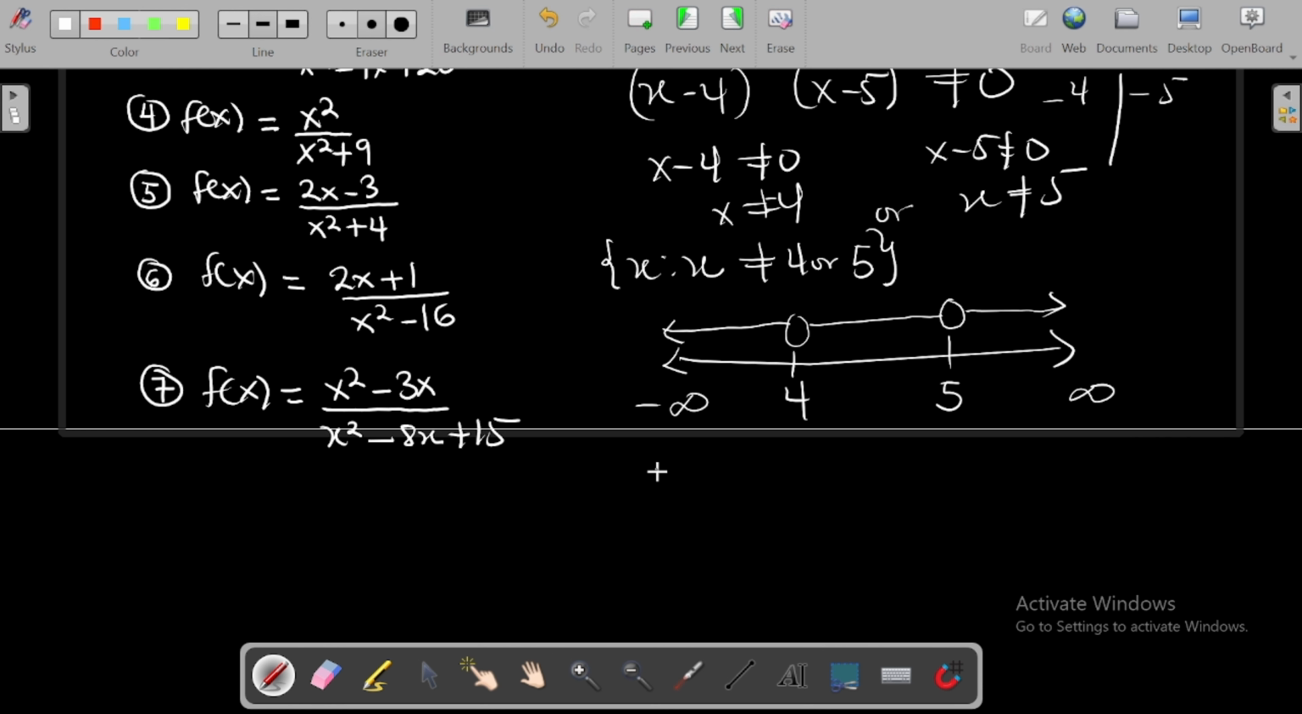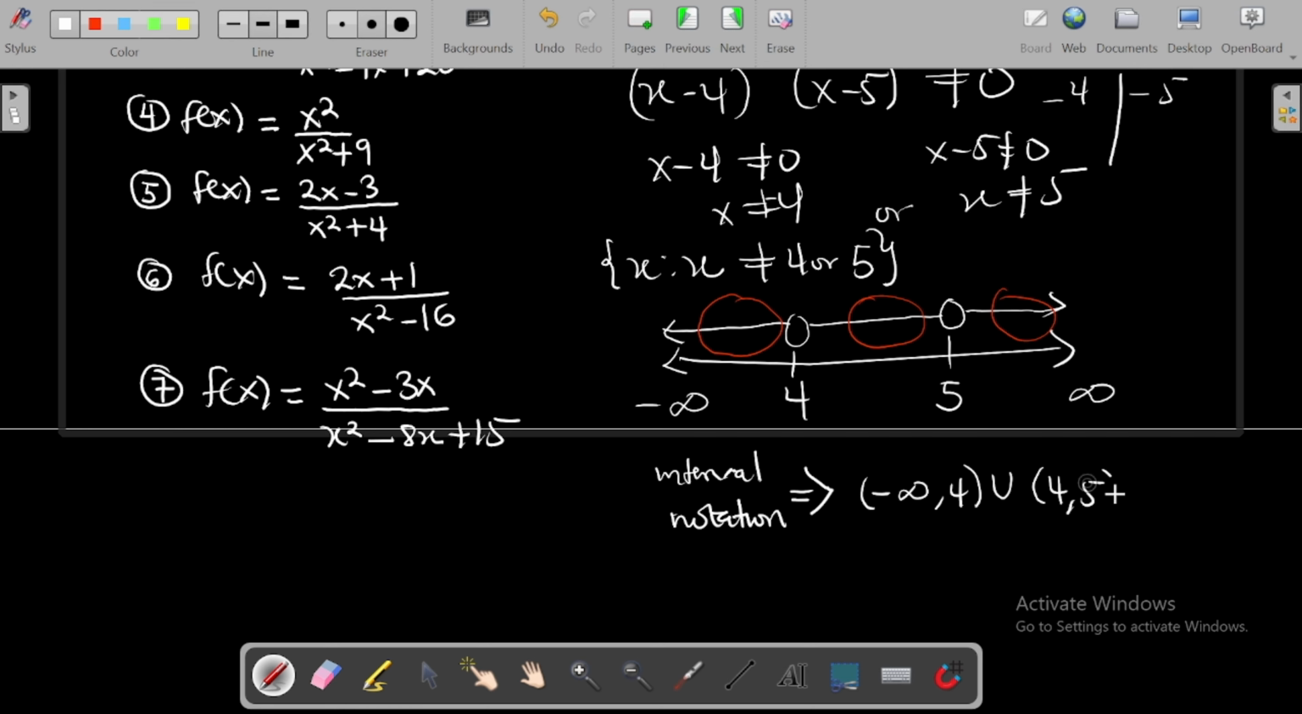So from here, to write the interval notation, you can simply write it as, we have three regions. This particular region, this particular region, this particular region, and this particular region. So we have to combine all of them using a union sign. From here we can say that we have negative infinity to 4 union 4 to 5 union 5 to infinity. Okay, so this is our interval notation, this is our number line.